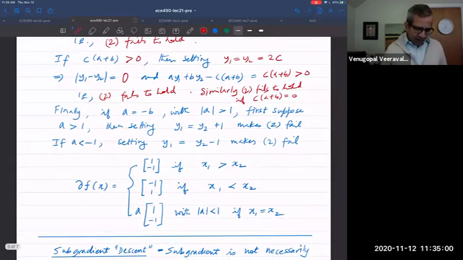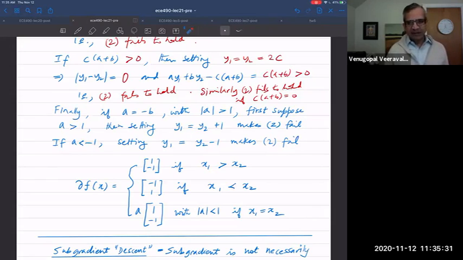So finally, what happens if a plus b is equal to 0, but the norm of a is bigger than 1? Here again, you can easily verify that if the absolute value of a is bigger than 1, then setting y1 equal to y2 plus 1 makes 2 fail. That's easy for you to go check. And if a is less than -1, setting y1 equal to y2 minus 1 makes 2 fail.